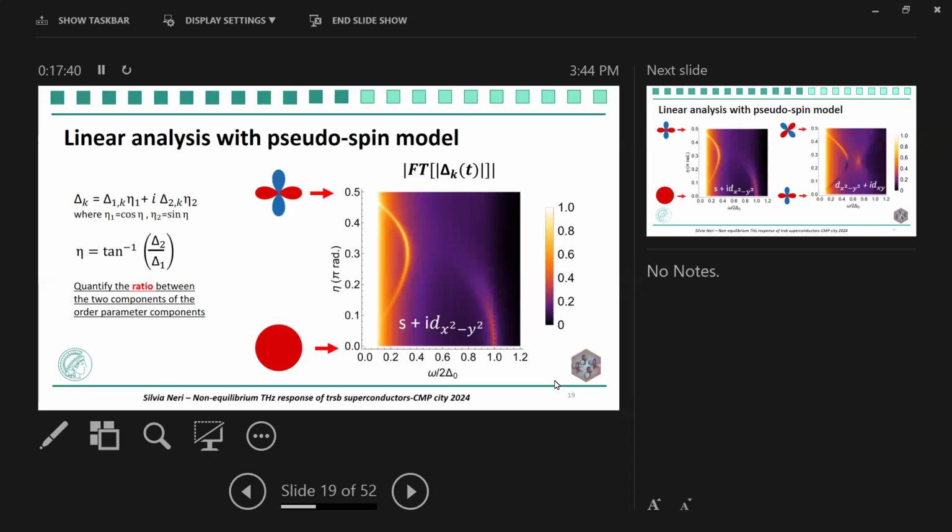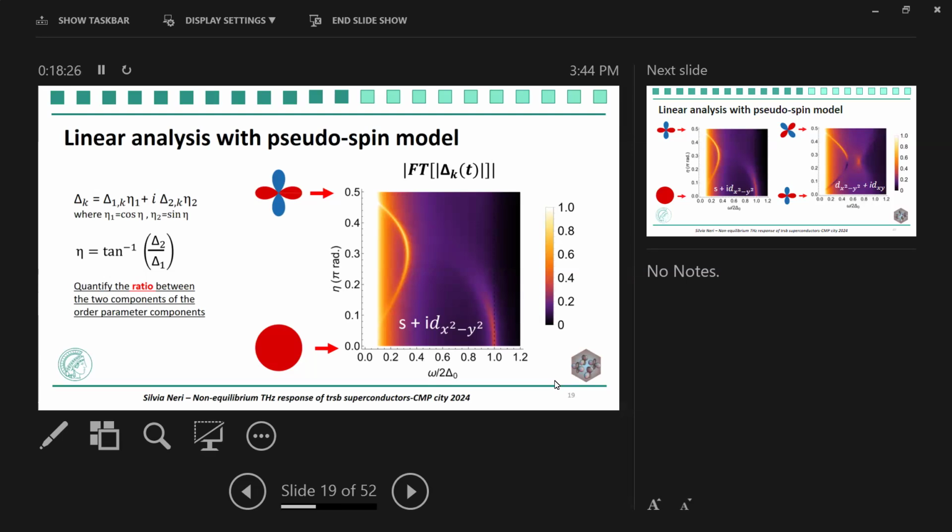So eta is a quantifier of the ratio between the two components. It's defined like so, because the two components are multiplied by these: delta 1 is multiplied by the cosine of eta, delta 2 is multiplied by the sine of eta. This is the ratio, such that I can move from eta equals 0, where the cosine of 0 is 1 and the sine is 0, so just delta 1 is present in the system, and then I can tune it up to pi over 4, where both components have the same magnitude. Then I can go up to pi over 2, where only the second component, which is purely imaginary, but it doesn't matter, stays in the system.